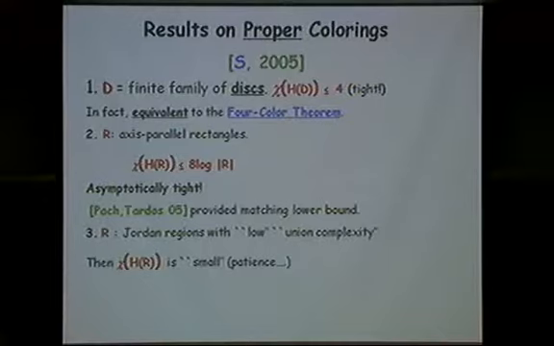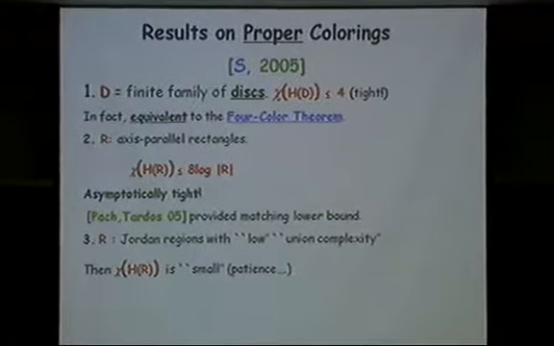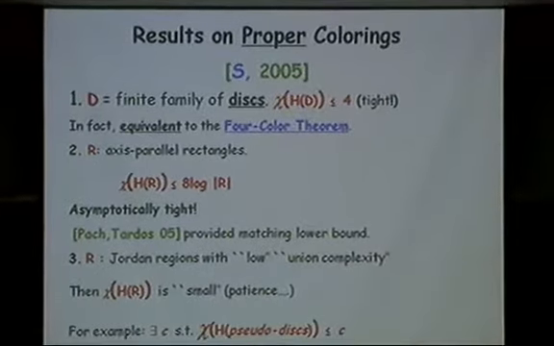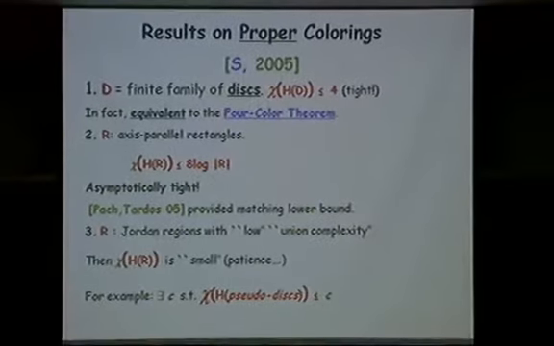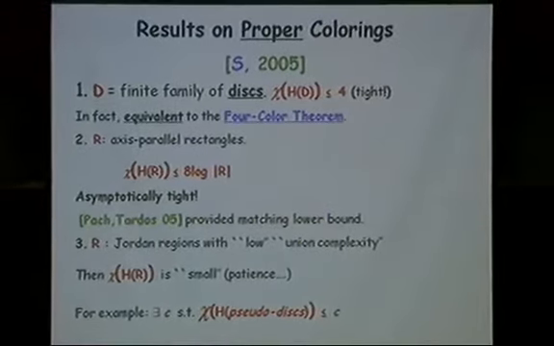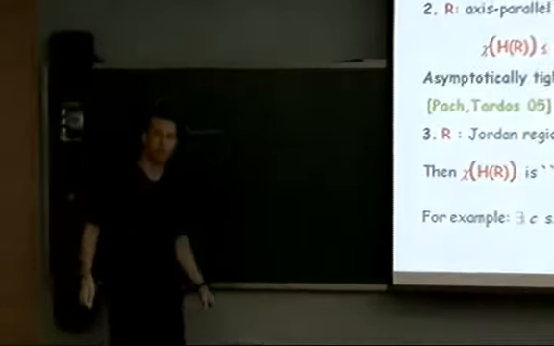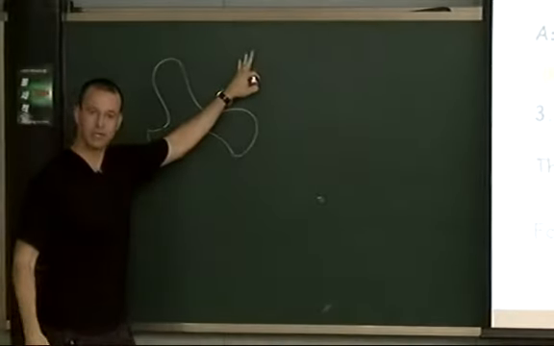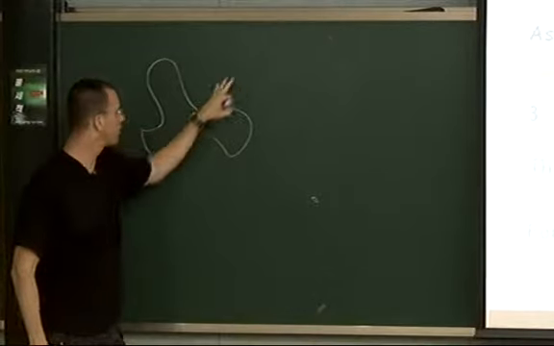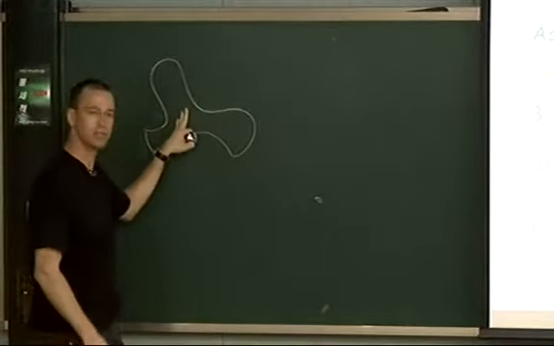So if the union complexity is small, then also the chromatic number is small. Let me show you in short what union complexity is. In particular, if you take a bunch of simple closed Jordan curves, by the Jordan curve theorem there's always an inside and an outside, so we're going to consider the inside.